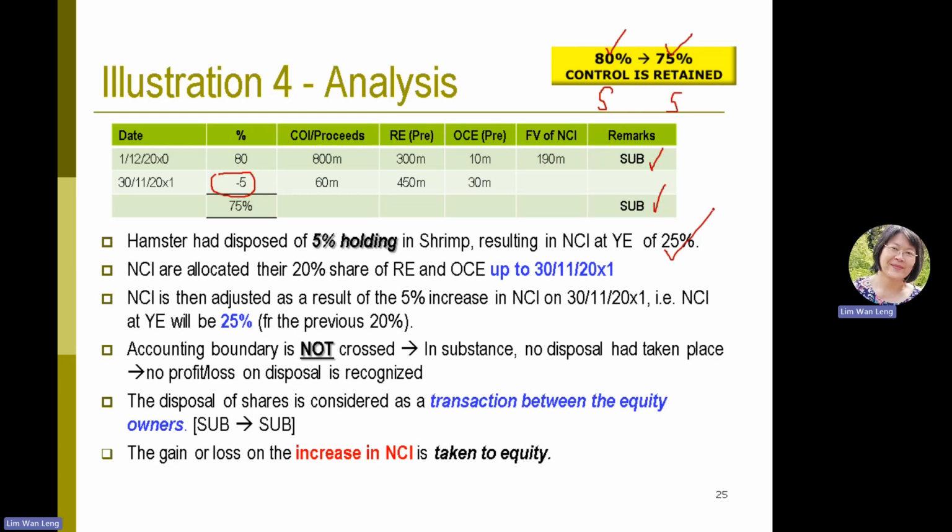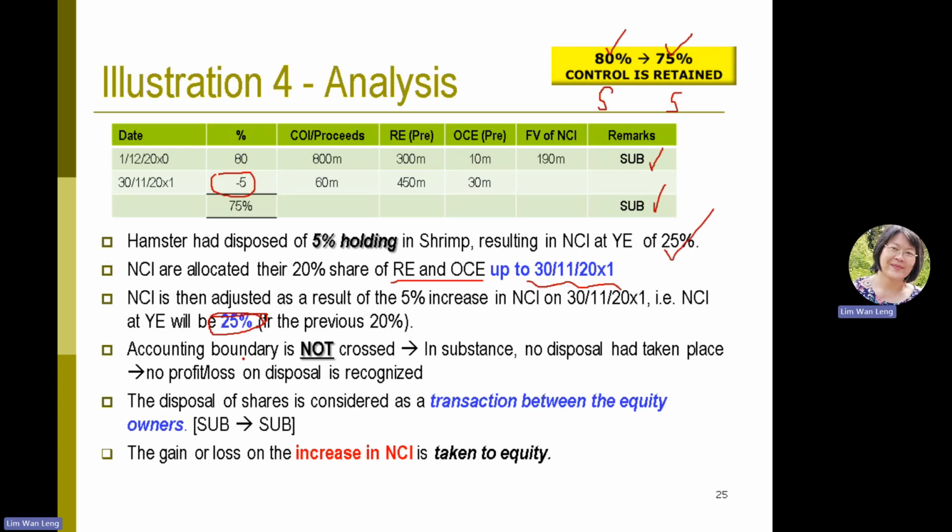NCI are allocated their 20% share of the retained earnings and the OCE up to the date of the disposal. Okay, understand? So whatever proportion between the holding and the NCI will still be maintained up to the date of disposal. So 80-20, up to the date of disposal. Then NCI is adjusted as a result of the 5% increase on 30th November 20X1, which means that NCI at year end will now be 25%.